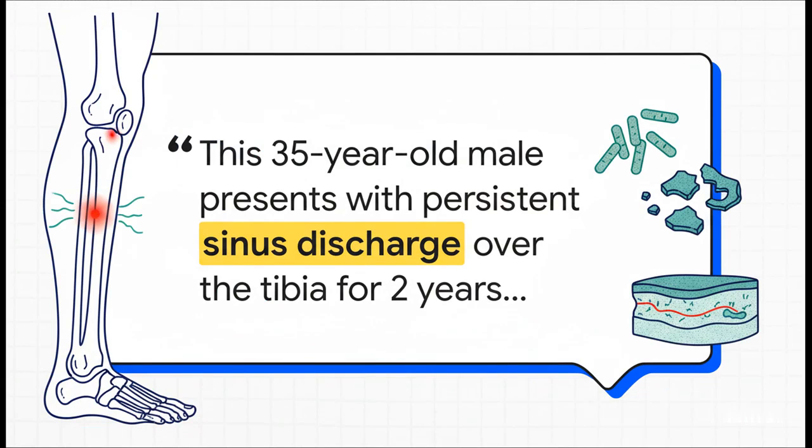Please practice this flow. You would say, this 35-year-old male presents with a persistent sinus discharge over the tibia for 2 years, following an open fracture. On examination, there is a puckered sinus with seropurulent discharge and a palpable sequestrum. Radiographic imaging confirms the presence of both a sequestrum and an involucrum. My provisional diagnosis is chronic osteomyelitis of the tibia. I would confirm the pathogen with a deep culture and plan for a surgical sequestrectomy and debridement. You see how that perfectly synthesizes the history, examination, key findings, and the management plan. It's concise, and it is flawless.